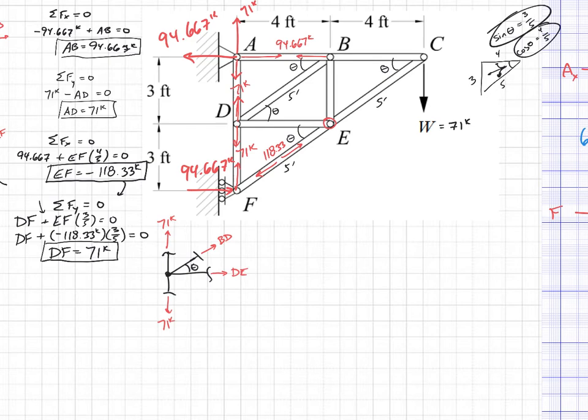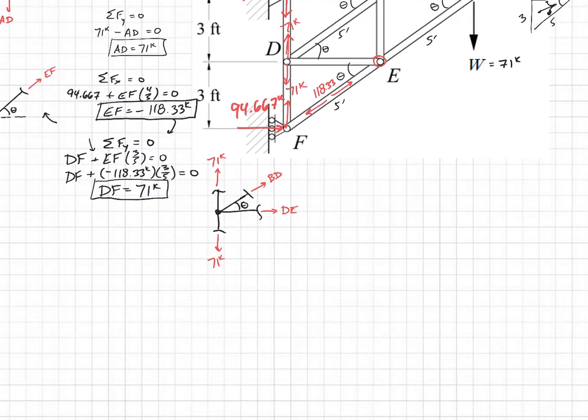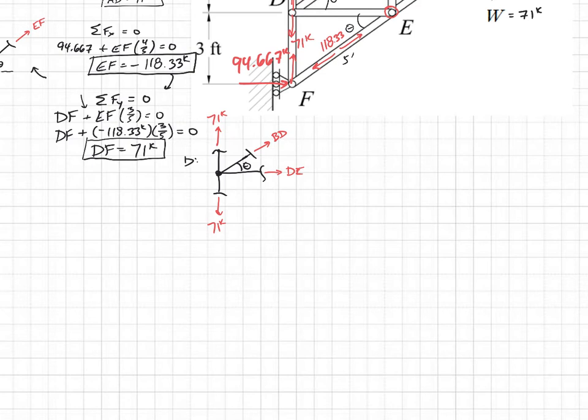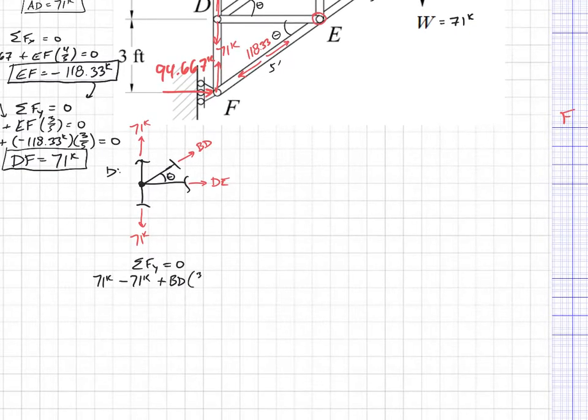Okay? So let's see here. I'm going to do this underneath it, that way we can save some space over here. Okay, so X or Y, well, the Y only has 1 unknown, so let's do that. Sum of the forces in Y equals 0. So I've got 71 kips going up minus 71 kips going down, plus BD times the sine of that angle. And remember, everywhere there's a sine of that angle, I'm going to do 3/5. 3/5 equals 0. Okay, and that means that if we solve that, BD equals 0.